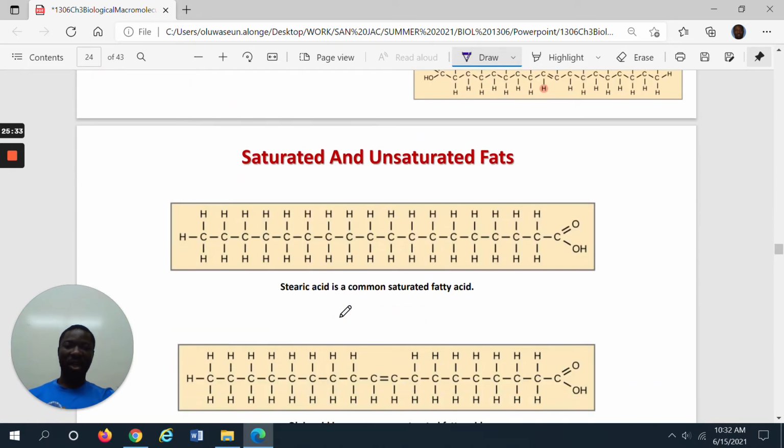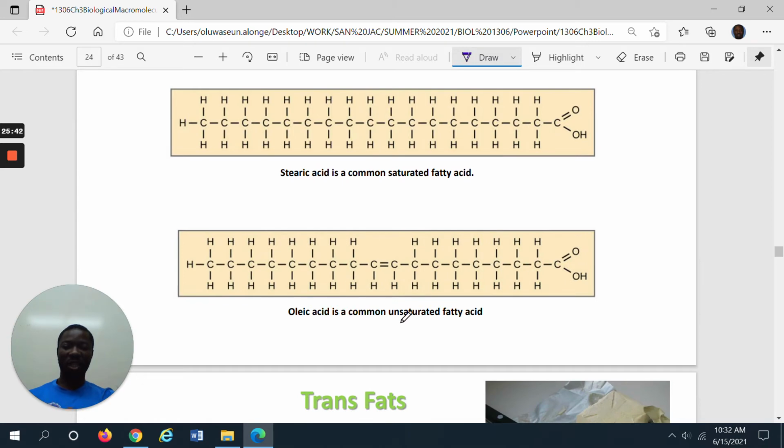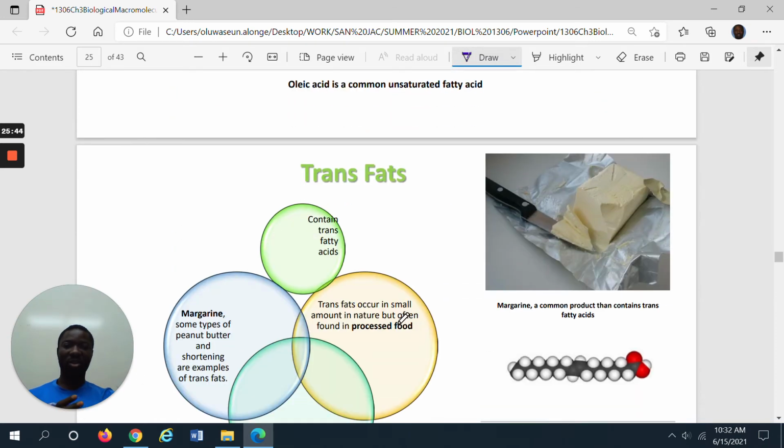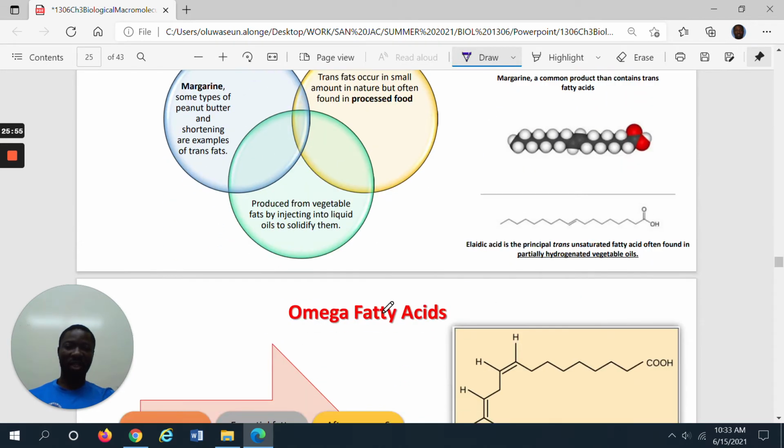Let's go. Now, saturated and unsaturated fat. Stearic acid is a common saturated fatty acid, and oleic acid is a common unsaturated fat. Now, when you talk about trans fat, you have margarine, which contains trans fatty acid. Please read this up so that I can rush up.